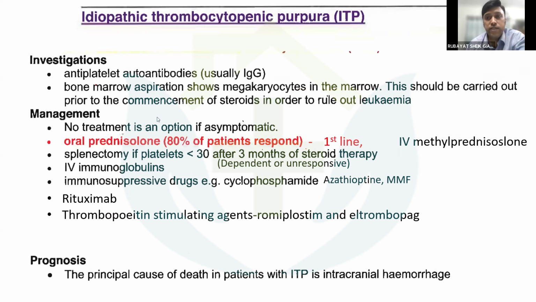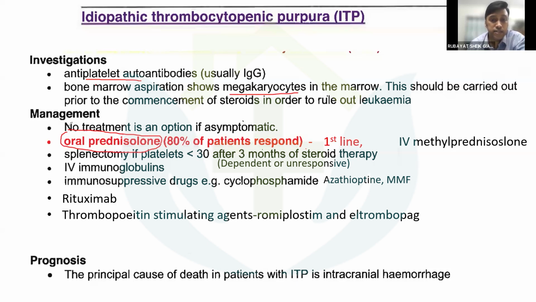So you will be given a case with a low platelet count, and usually these patients do not have fever or any organomegaly, just isolated thrombocytopenia. You have antiplatelet antibodies positive, and bone marrow shows megakaryocytes. The most favorite question asked from this topic is the first line treatment. Oral prednisolone is the first line treatment of ITP.